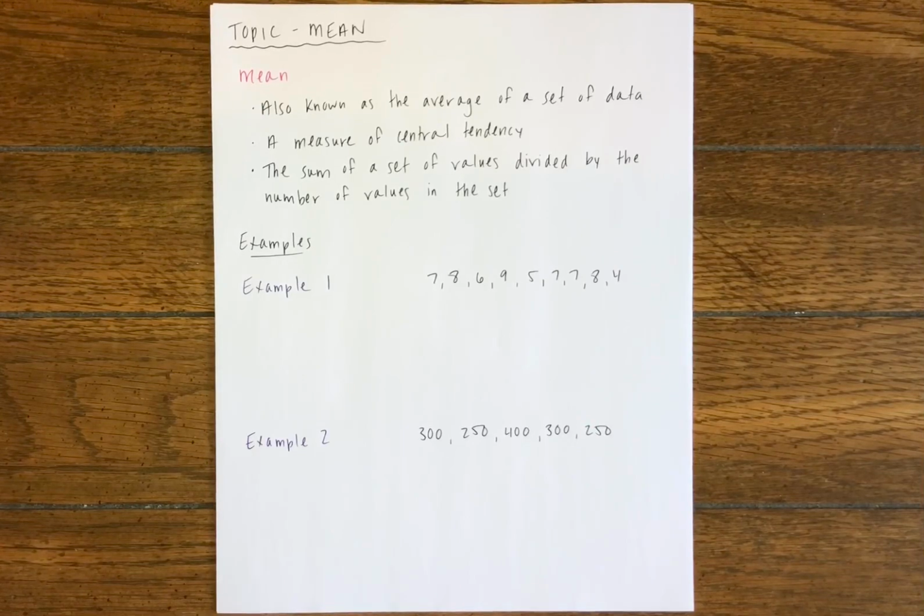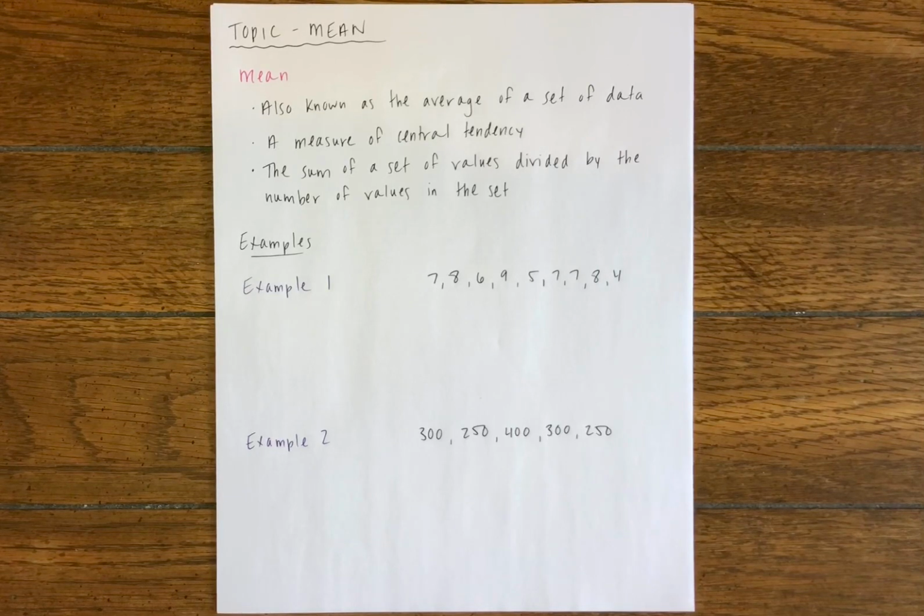The next topic we're going to take a look at in statistics is mean. So mean is also known as the average of a set of data. It's a measure of central tendency. So remember from Monday, central tendency is a value that represents the center of a set of data, and it can be median, mean, or mode.